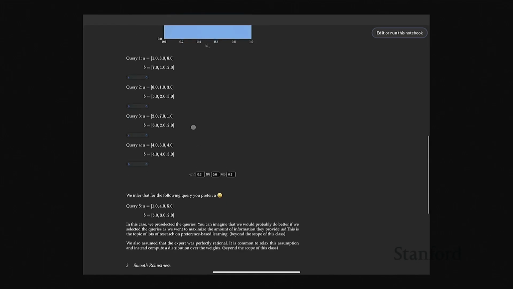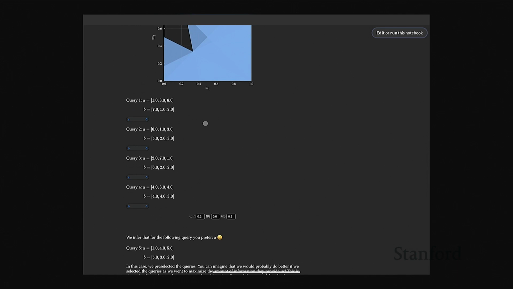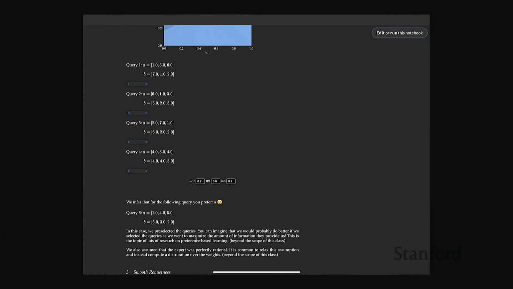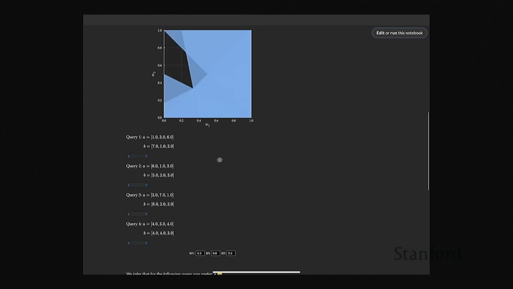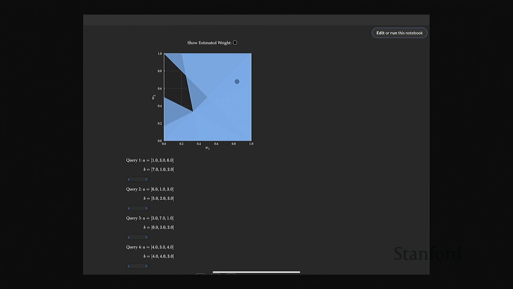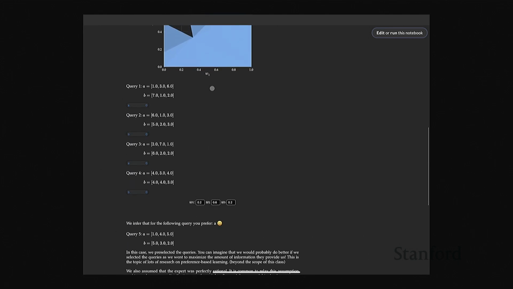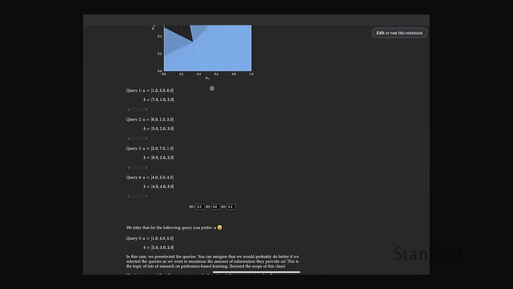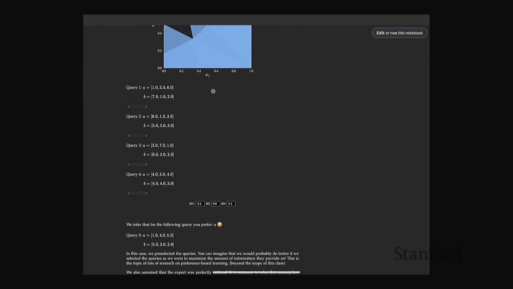So in this case, we just pre-selected the queries. I just thought about it and was like, what would be good to ask? But you could imagine that we could probably do better if I asked the first one, looked at how this space changed, and then thought about what I could ask next such that it would give me a half space that maximally divides up what I have left. That's called active learning, and a lot of people do that. It's a nice area of research, super interesting if you want to go into it. It's beyond the scope of this class, but that's exactly along the path of what you'd want to do.